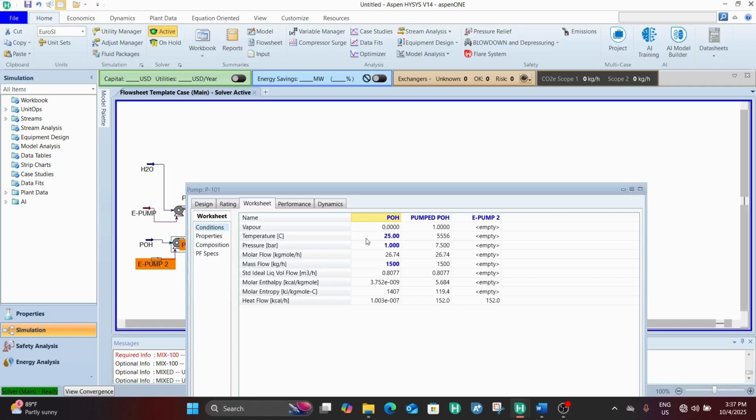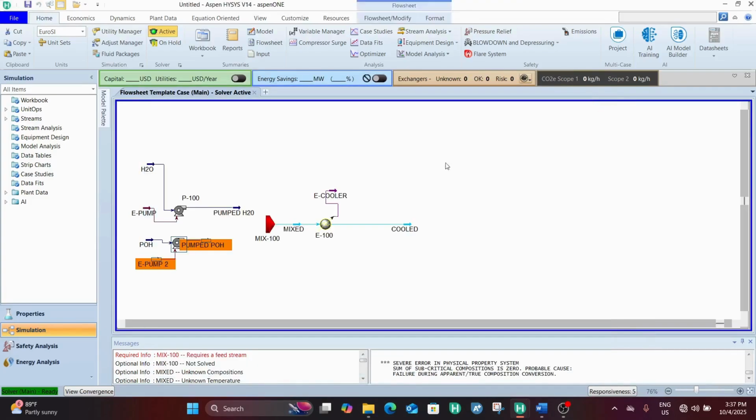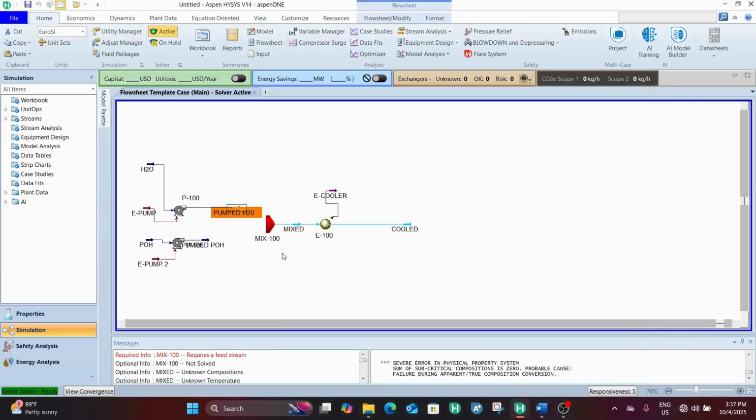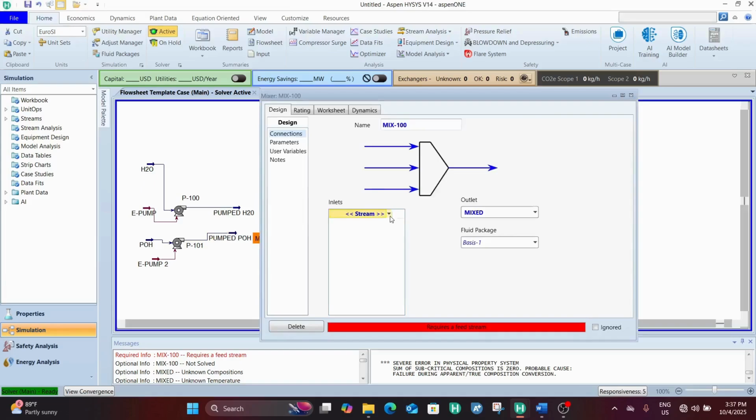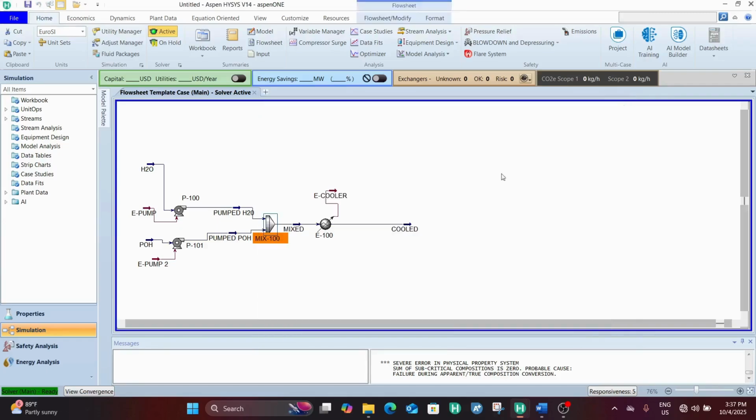Right. You've got to be kidding me. It's completely gas after pumping to that pressure. Oh, but our water is still liquid. Potassium hydroxide turned to gas. No matter. Just mix them up like that. H2O, pumped potassium hydroxide. Good.